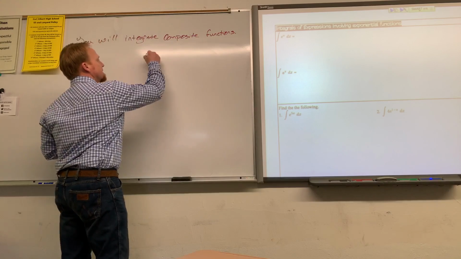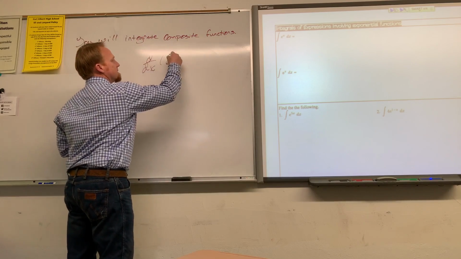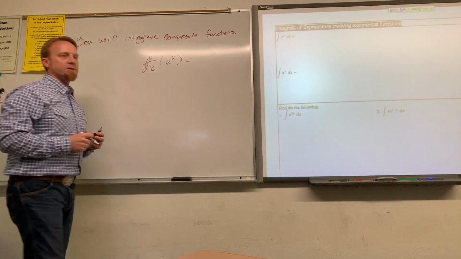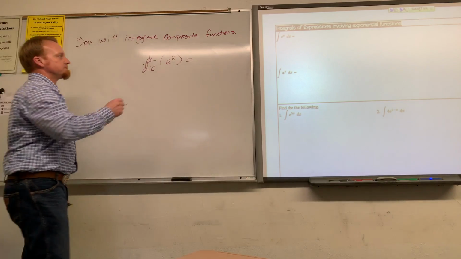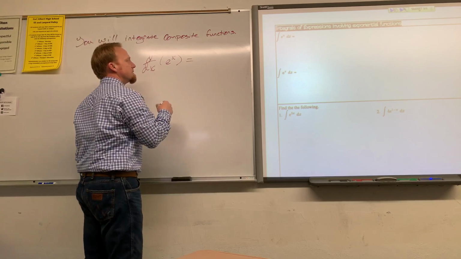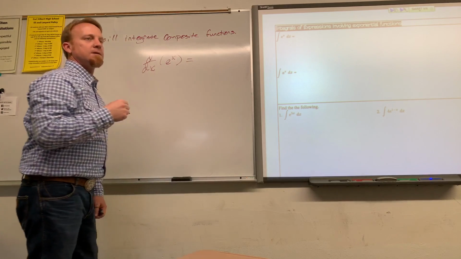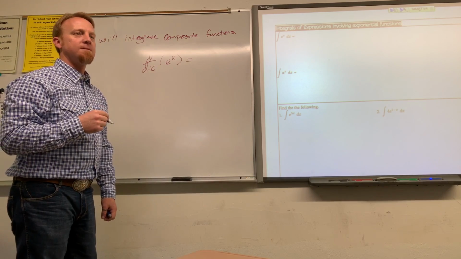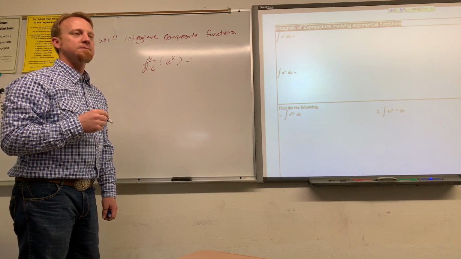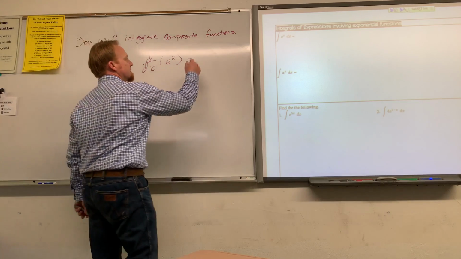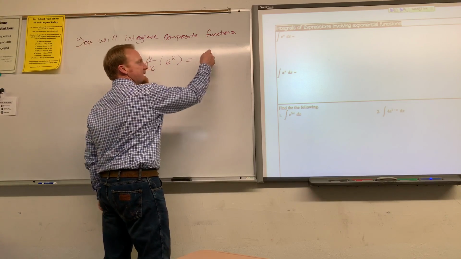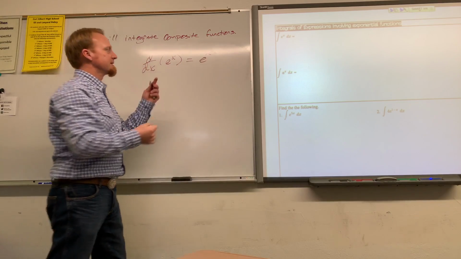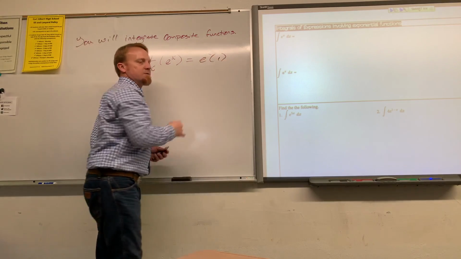Can you tell me what the derivative of e to the x is, Abby? It's e to the x, the derivative of the exponent. You have to give me a little bit more. Yes, it is e to the x times whatever the derivative of the exponent is. In this case, since it's just x, it would be times 1.